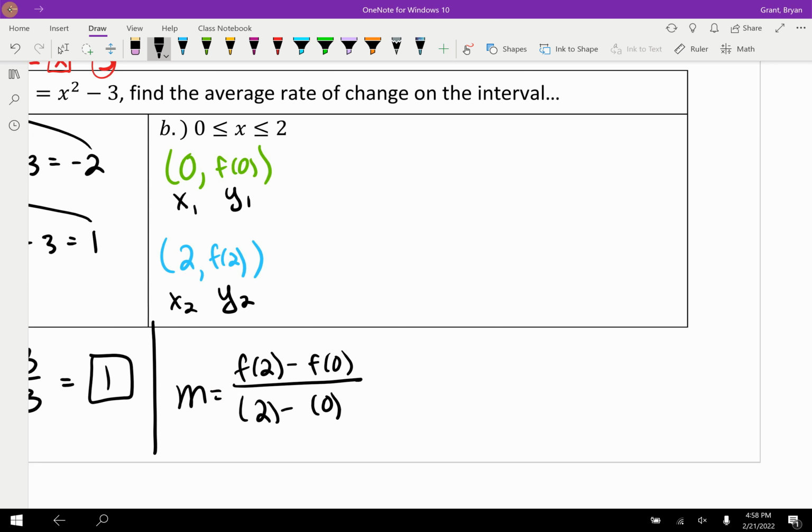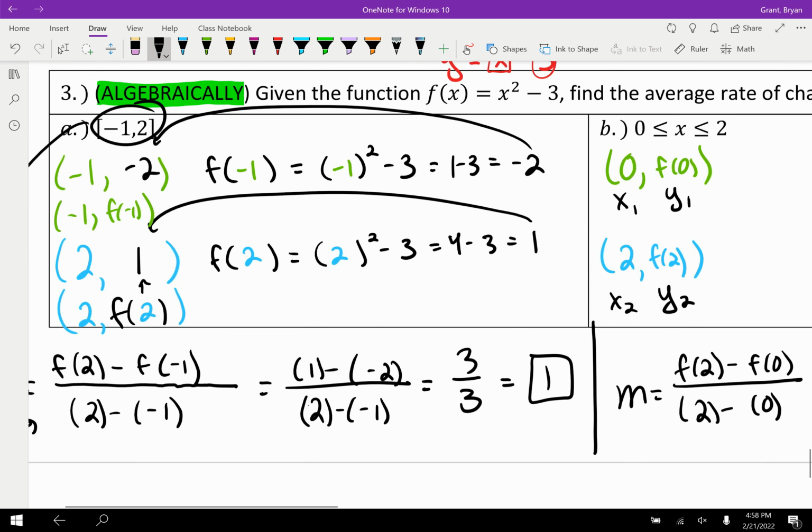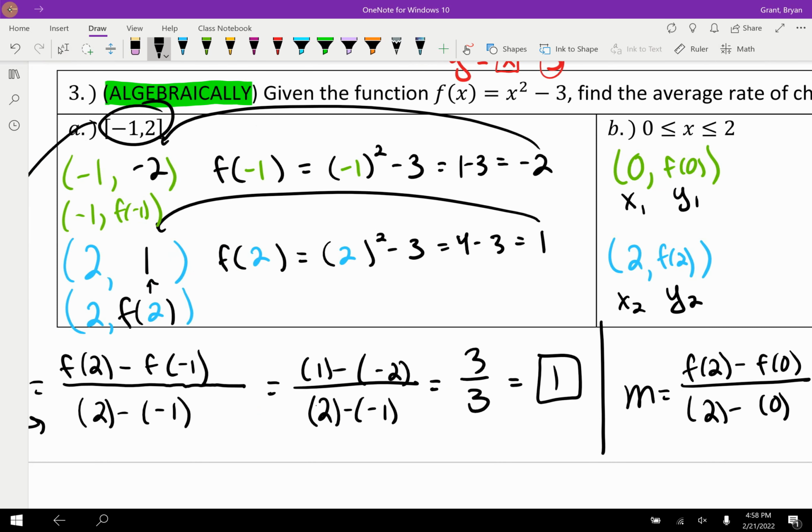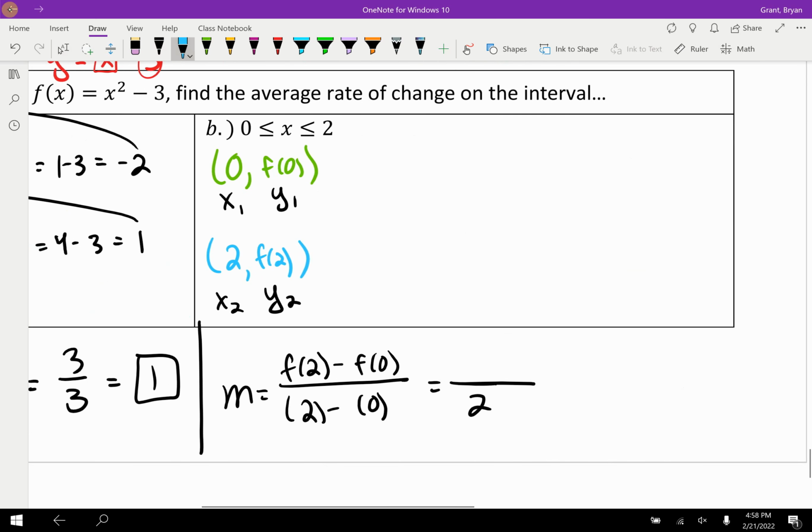divided by 2 minus 0. Well, in order to do that, the denominator 2 minus 0, that's just 2, but we still need to figure out what f of 2 and f of 0 are. Now, luckily, we did f of 2 earlier. I think f of 2 ended up equaling 1, so we can probably shortcut that. We know f of 2 equals 1, so that's nice. We do still need to find f of 0, though.